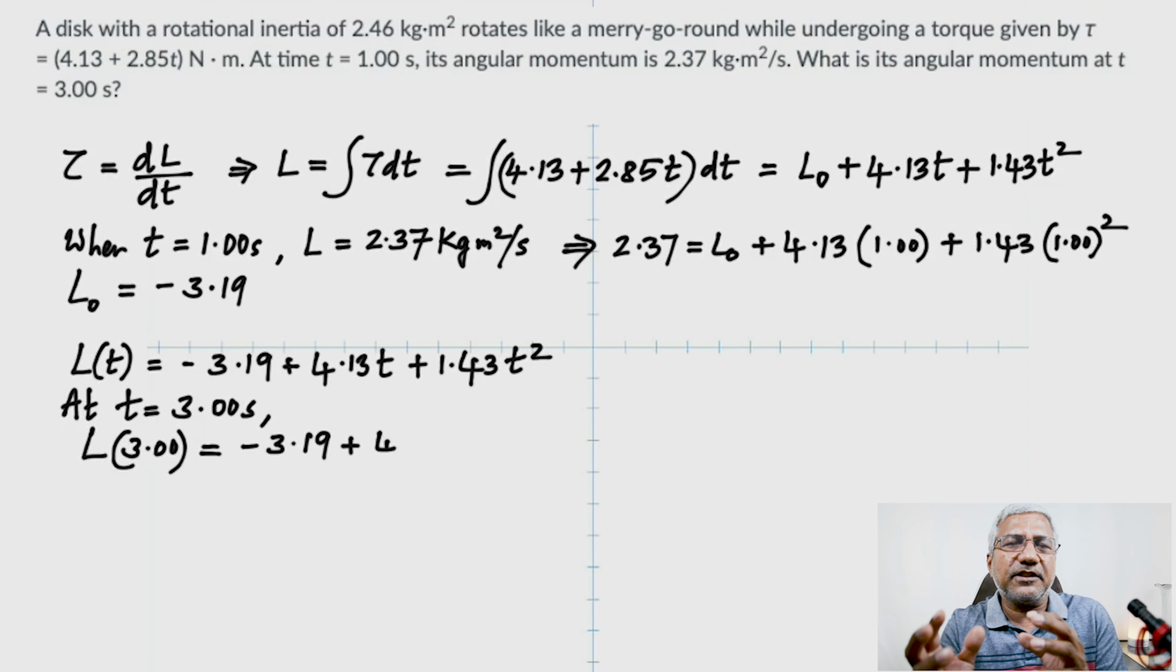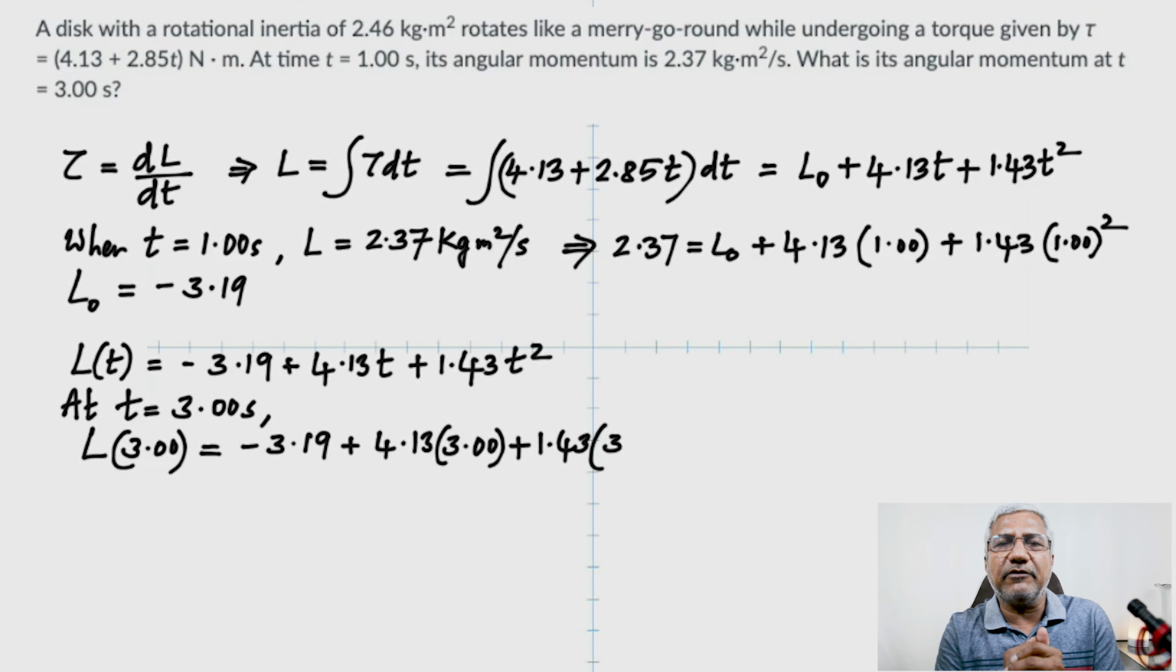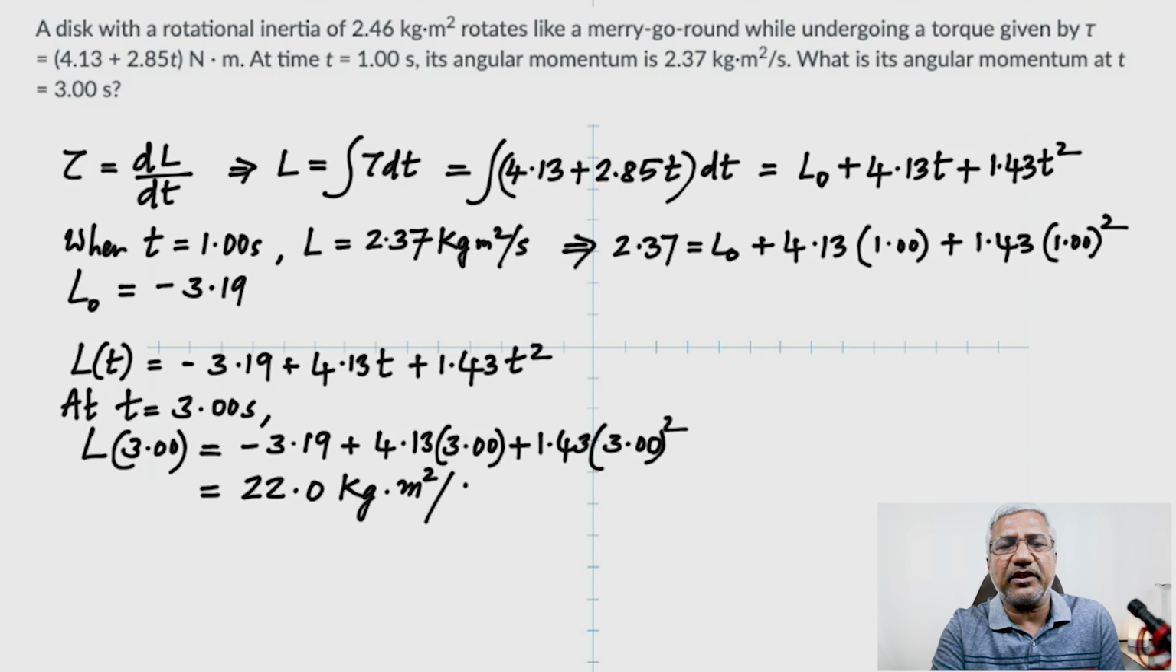So more important than the math always is the idea. The idea here is the relation between torque and angular momentum. If you're given angular momentum, you can find torque by using tau is equal to dL by dt. But if you're given the torque, as in this case, you can find the angular momentum by integrating. So that's the essential idea. The answer is 22.0 kilogram meter squared per second.